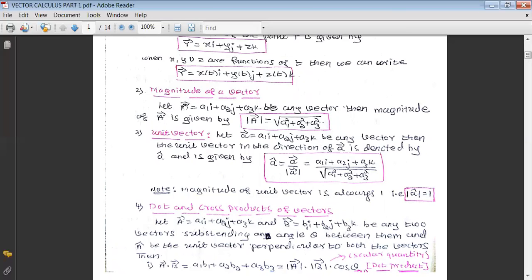Whenever we say the vector capital A bar equal to A1 i plus A2 j plus A3 k, these A1, A2, A3 are called the components of the vector capital A bar, or simply components of a vector A. Now the magnitude of the vector A is the square root of the sum of the squares of its components, because A1, A2, A3 are the components of A. Therefore, it is given by the square root of A1 square plus A2 square plus A3 square.